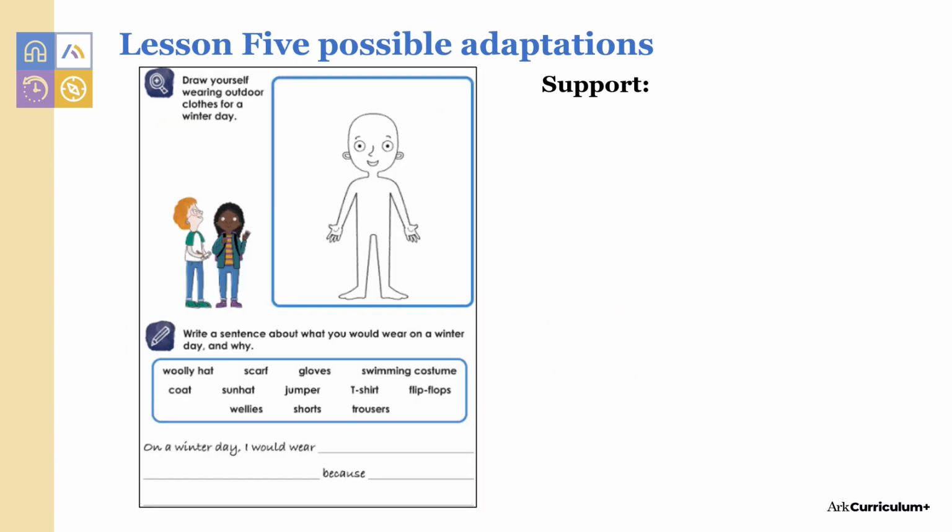In Lesson 5, pupils need to draw themselves wearing outdoor clothes for a winter day. Then they need to write a sentence about what they would wear on a winter day and why, using the word bank and the sentence starters.